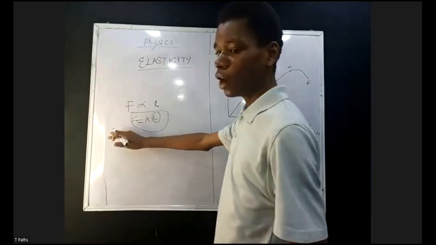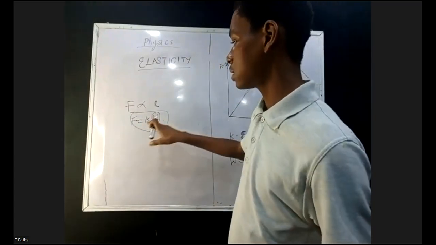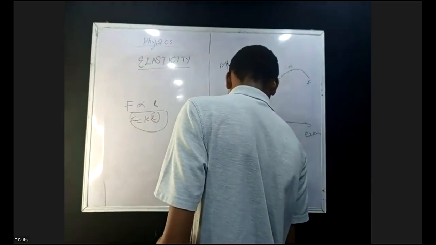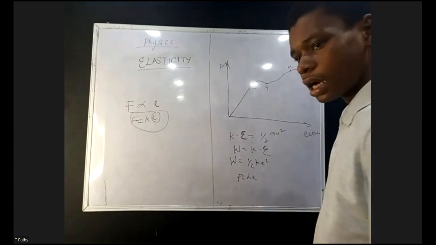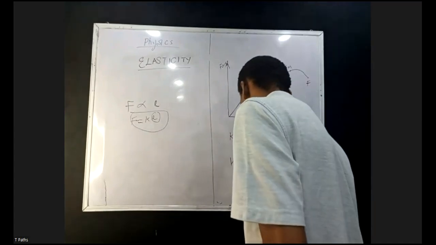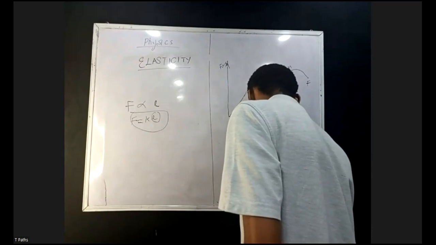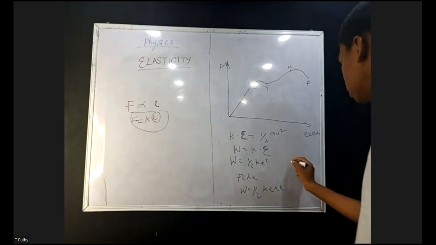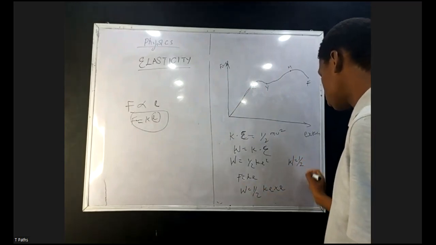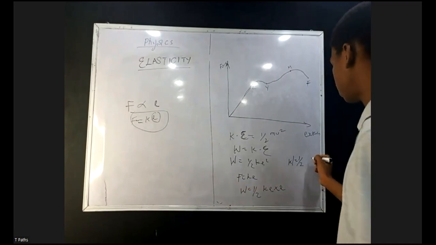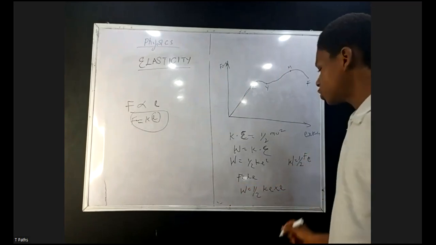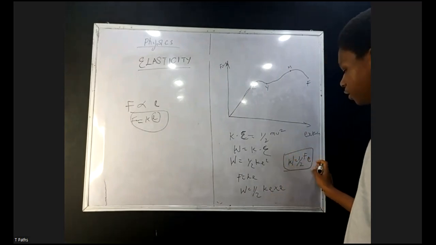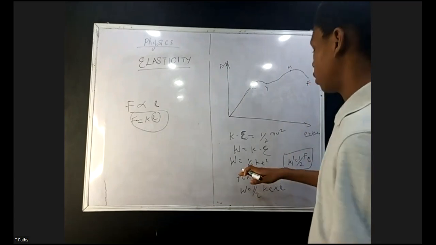Don't forget, over here I said the relationship between force and the extension of the material is F equals ke. So I can replace this ke with F. The work done is equal to half k times e times e, right? So replacing this ke with F, I will say W, which is work done in an elastic spring, is equal to half F times e. So the work done in an elastic spring can be calculated with this formula, half Fe, that's force times the extension.